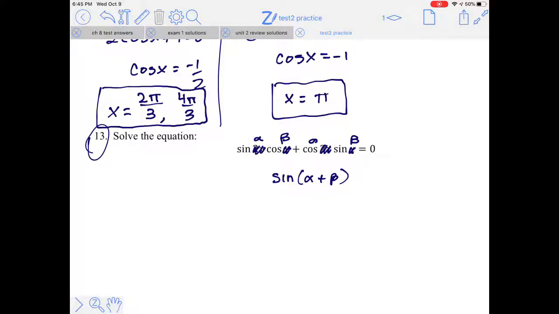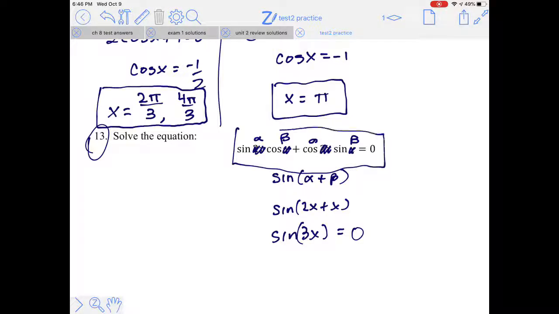So now you just replace: alpha was really 2x, and beta was x. So then this becomes sine of 2x plus x, which is just sine 3x equals 0. So we've used the techniques that we have mastered from section 3.1, which we all love, to turn a relatively difficult equation into, I'm not going to say easy, but easier. This is an easier equation to solve.